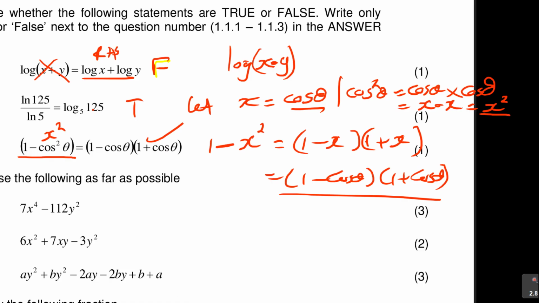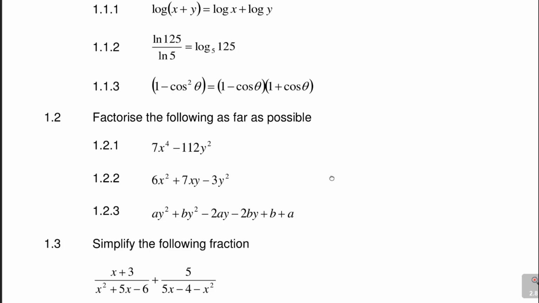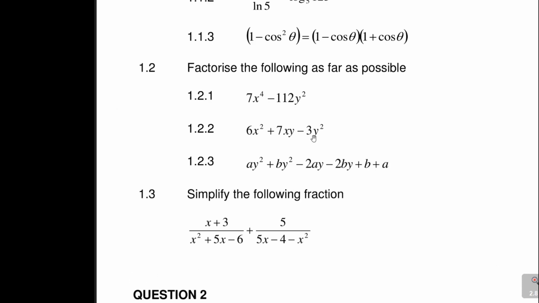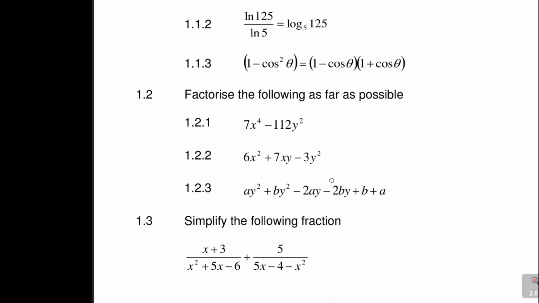Let's check. That was true. If it was false, I was going to argue with them. Sometimes they make errors also. Alright, next one is factorize the following as far as possible. As I'm saying, guys, I'm doing this, how many marks? 3 marks, just to show options that he was going to have.